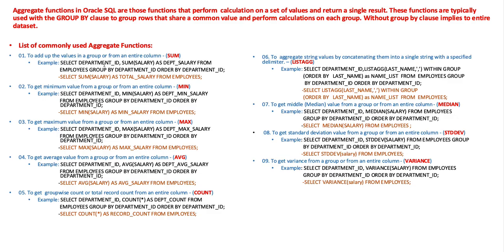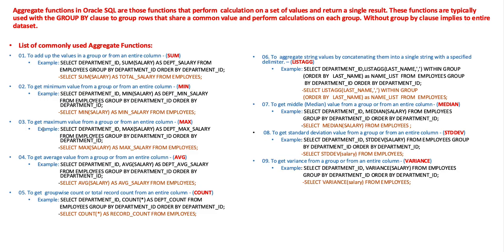I will run those sets of code in our Oracle Developer window and observe the result. Second function is the MIN function. The MIN function is used to get the minimum value from a group or from an entire column. The pattern is similar. The first code is with a GROUP BY clause. The second code is without a GROUP BY clause.